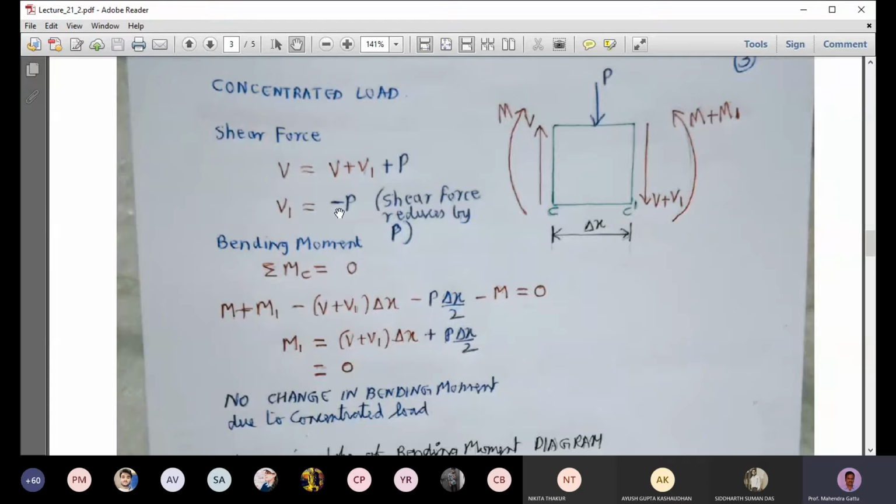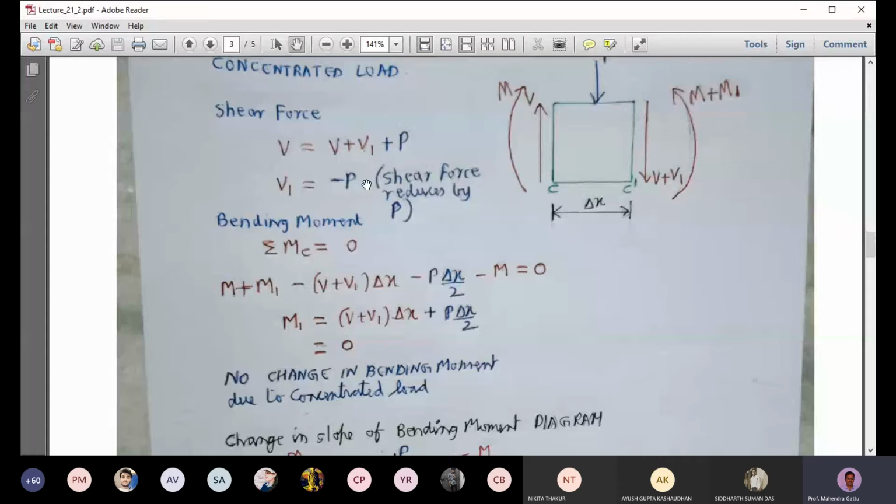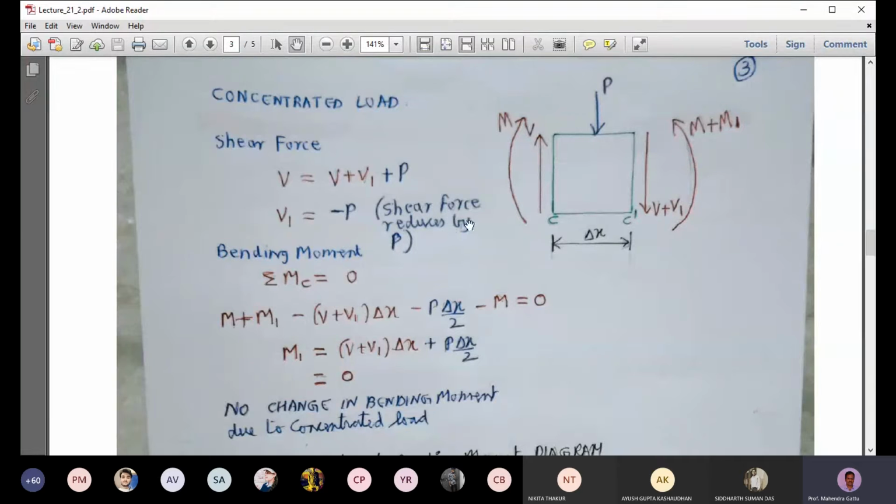So it's minus P, or in other words, you can say the shear force reduces by an amount of P. So here it is V, and the shear force here will be V minus P. So there is a reduction in shear force by an amount of P, which is equal to the applied concentrated load. Okay, we'll again look at this equation through an example.